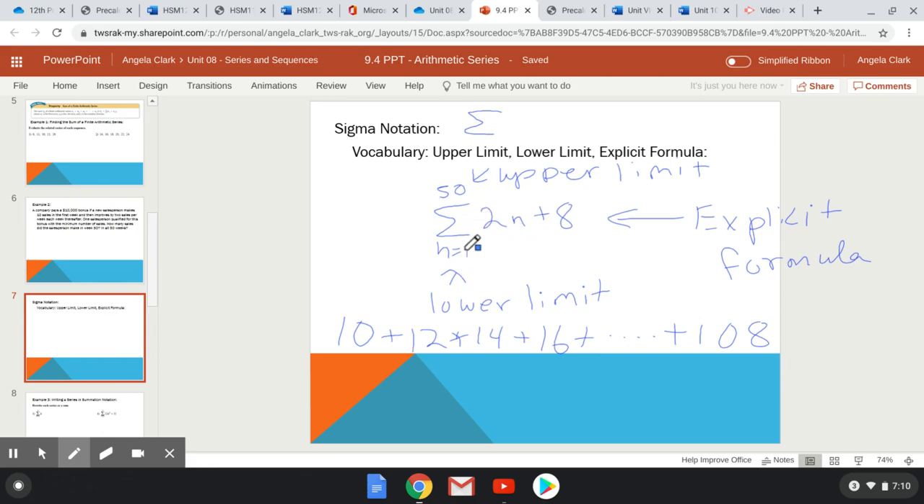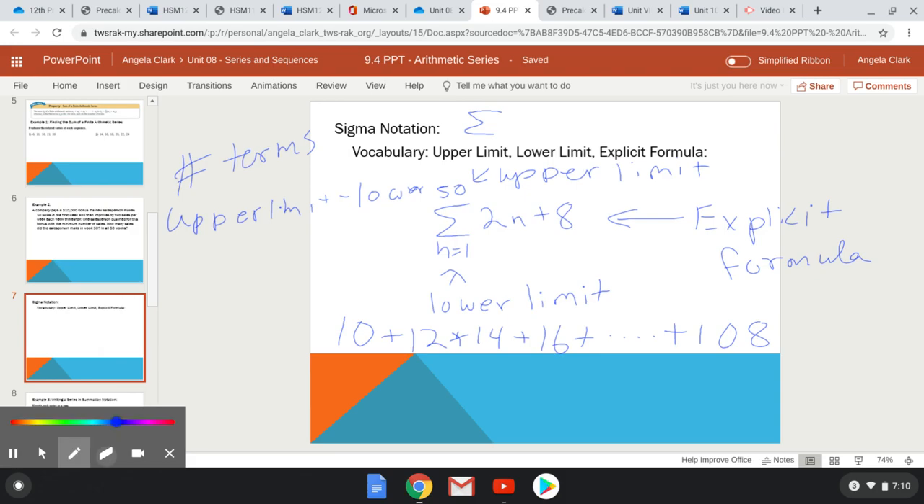The number of terms you're going to have is going to be the upper limit minus the lower limit, sorry, I'm running out of room, so upper minus lower plus 1. So in this case, right, if I did 50 minus 1 is 49 plus 1 is back to 50. I have 50 terms.